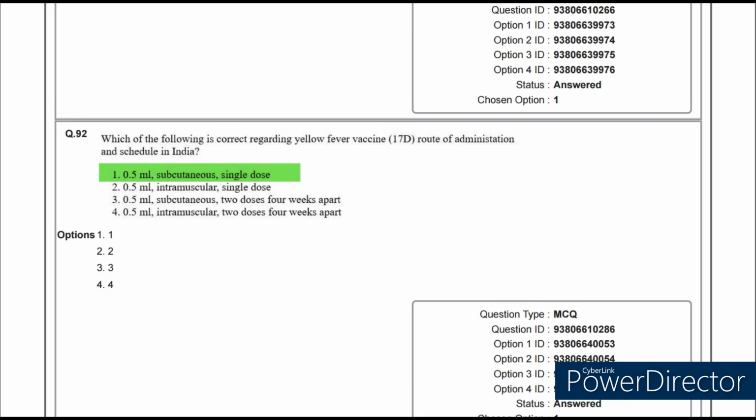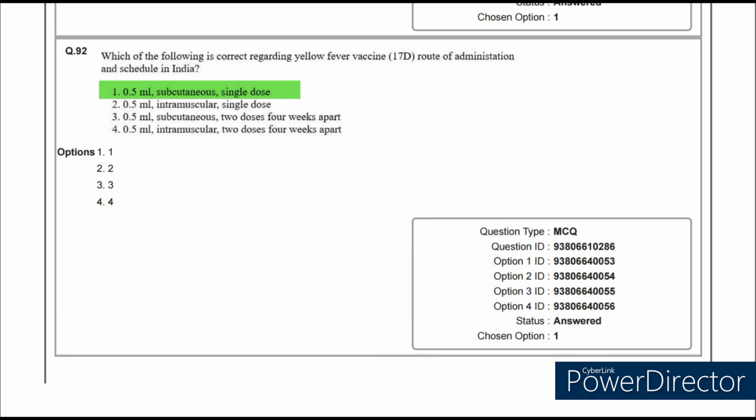And now coming to question number 92, which is about yellow fever vaccine, route of administration. So the route of administration is subcutaneous and the quantity is 0.5 ml.